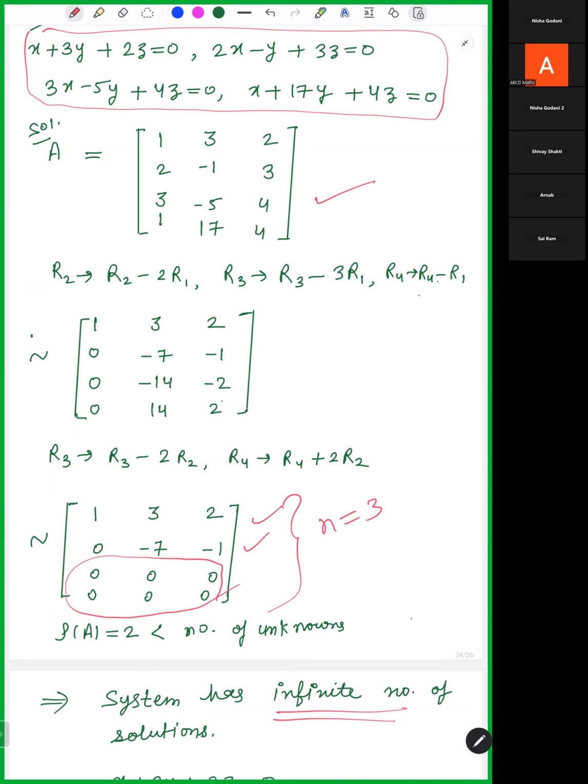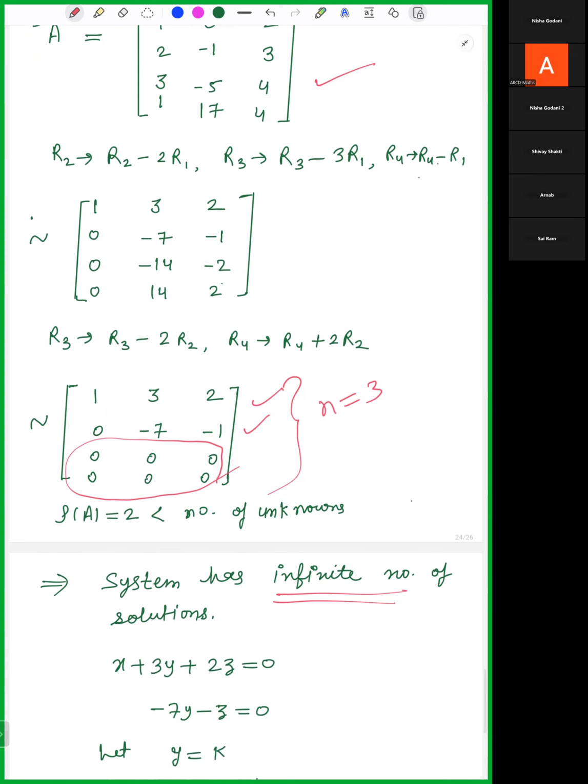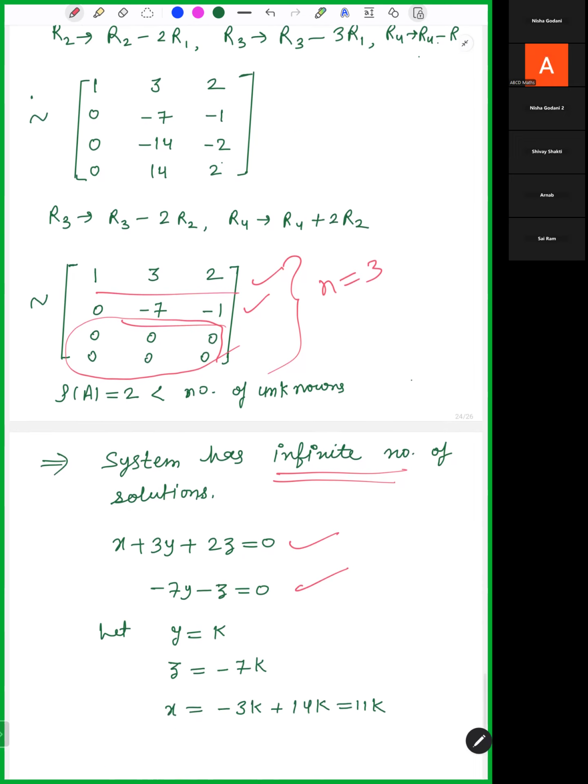So how will you find the infinite number of solutions? Using the same method I discussed in the case of Gaussian elimination for non-homogeneous systems. This is also Gaussian elimination. We are doing the same Gaussian elimination, but now the only difference is that we are doing it for a homogeneous system. So in a similar way as in the non-homogeneous system, you will assume a variable, because you have two equations now from this last matrix.